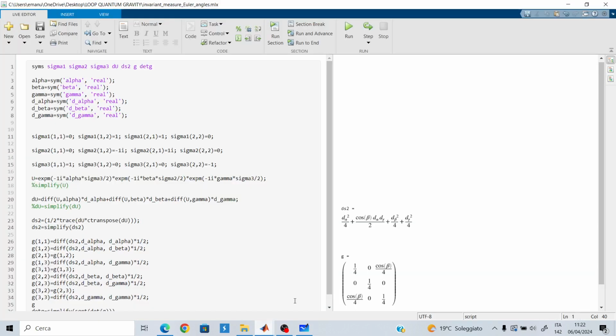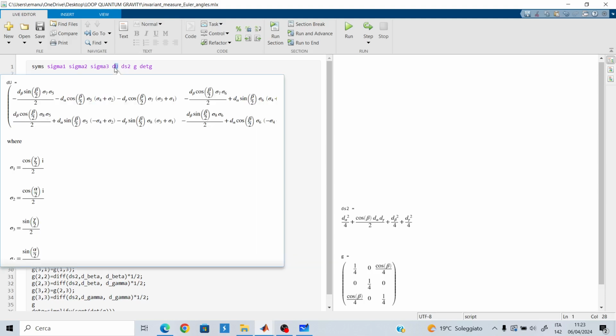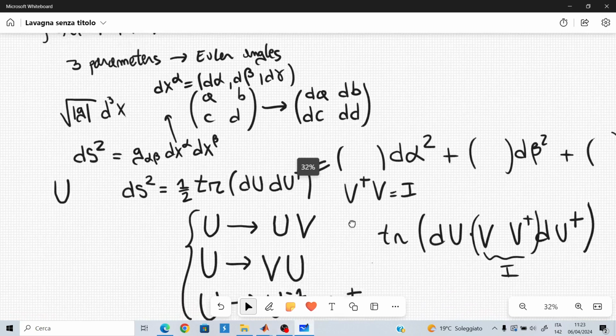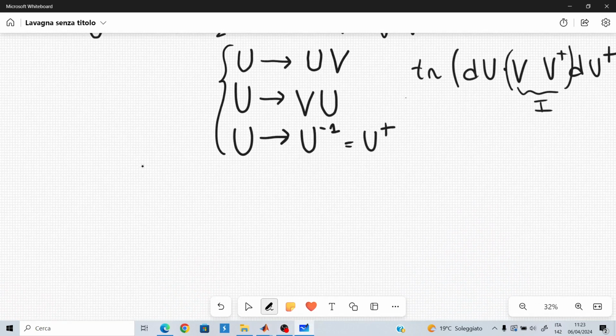And now let me show you the script that I have prepared. In particular, this MATLAB script creates some symbolic variables. In particular, this one here, sigma 1, is the Pauli matrix sigma x or sigma 1. Then I define sigma 2, which is the Pauli matrix sigma y or sigma 2. And sigma 3 is the other Pauli matrix. Then we define this dU, which is the differential of the unitary matrix U, which is defined in terms of the Euler angles. Let me remind you the expression for U defined in terms of Euler angles.